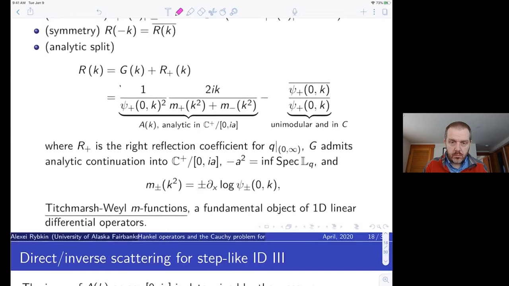And the analytic part is analytic in the upper half plane, except for a bounded set on the imaginary axis. A here is related to the lower bound for the spectrum of the Schrodinger operator by a simple formula, just the square root of the lower bound, plus a unimodular function, which happens to be continuous because of the decay at infinity. So psi plus is just the regular Jost solution, whose properties are really well known.